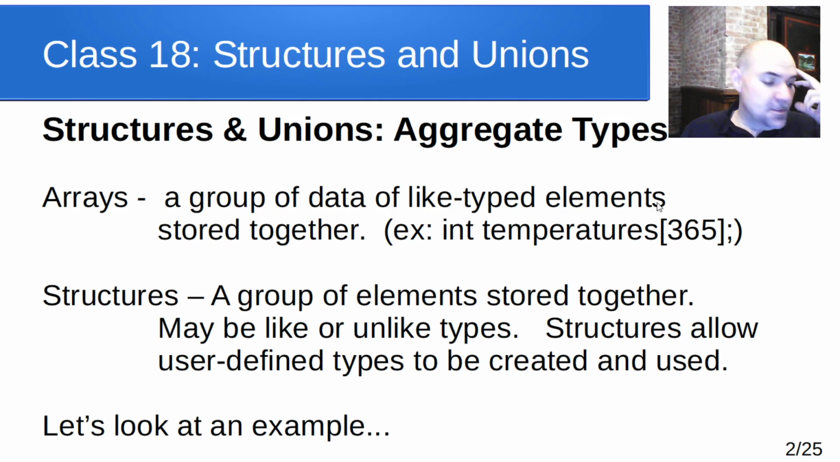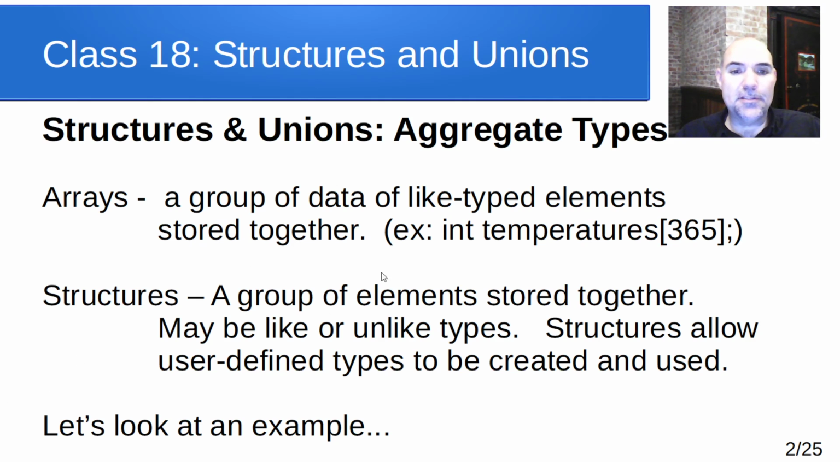All right, so structures and unions are what are called aggregate types. And an aggregate type is sort of like an array, except it has a different property. To understand that, think about what an array is: a group of data or memory spots of some type that are all the same type, stored together under one name. An example would be an array called temperatures, which has 365 integers. In other words, it's 365 slots that can each hold an integer, and they're all stored under this name, temperatures. And a structure is kind of like that.